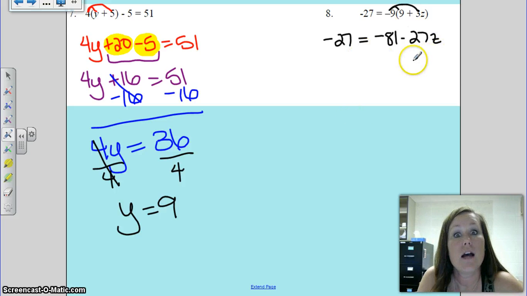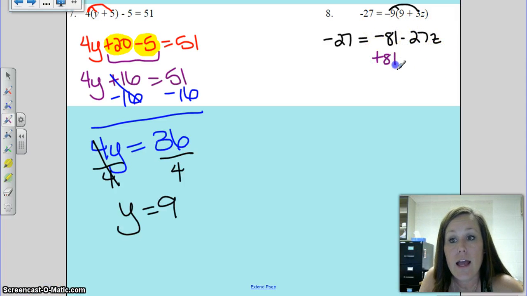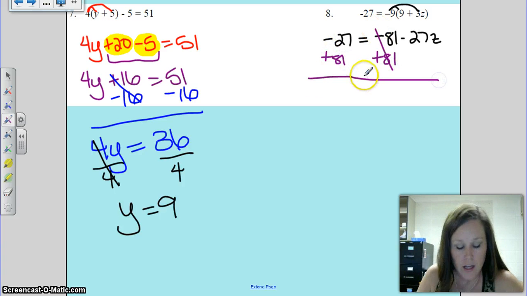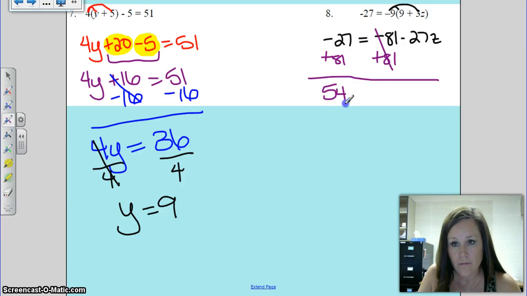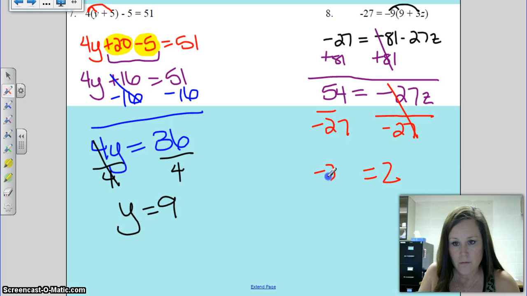Okay, so isolate the term that has the variable. So I'm going to leave this 27z here. I'm going to deal with negative 81. Add 81 to equal it out to 0. Add 81 here, and I have 54 equals nothing minus 27z. Next step, divide by whatever's in front of the variable. Divide both sides by negative 27, and I get z equals negative 2.